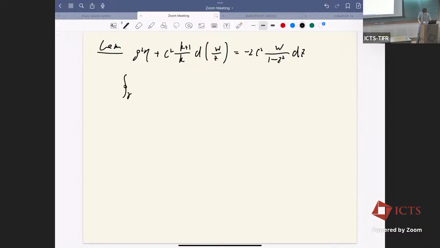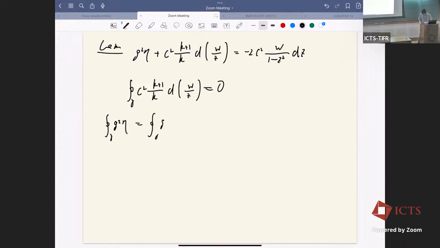Since this part is an exact one form, we can add the integral of this part, because this is an exact form. And so we can add this. Okay, then the integral of g squared eta equals the integral of g squared eta plus this. Yeah?